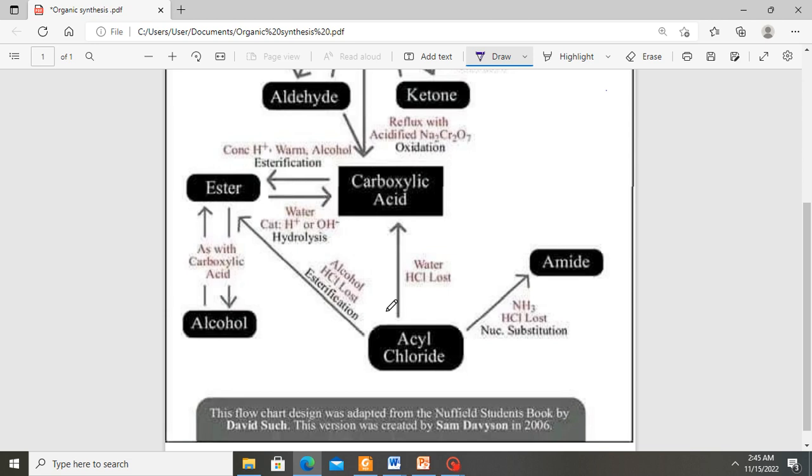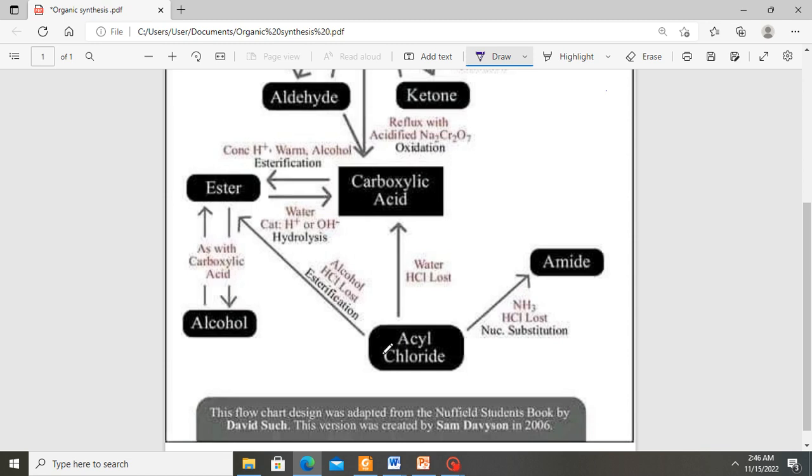An acyl chloride is a carboxylic acid whose hydroxy group has been replaced by chlorine. So if you have COOH, the OH will be replaced by Cl to form an acyl chloride. An acyl chloride is a derivative of carboxylic acid that forms when you treat a carboxylic acid with thionyl chloride.